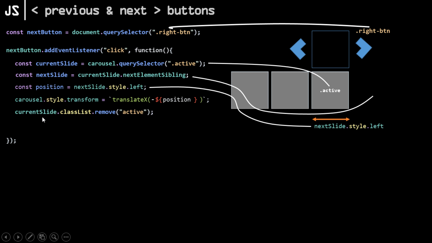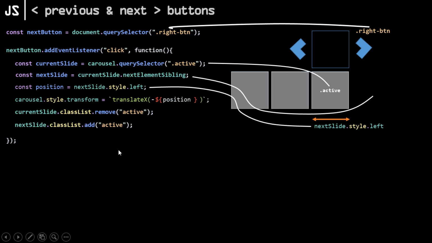And also for the next slide, I'm going to use the class list method that will return a list of classes of our next slide. And then I will use the add method that will add the active slide to the next slide element. So here it's like toggling the active slide between the current slide and the next slide element. Okay, this is the code for the next button.